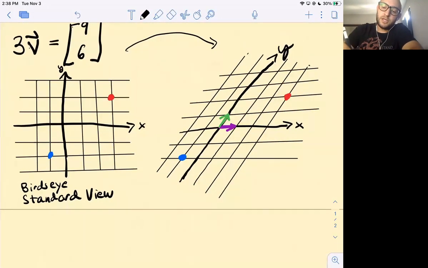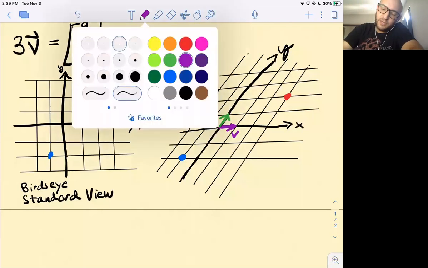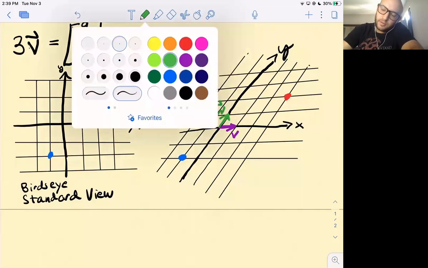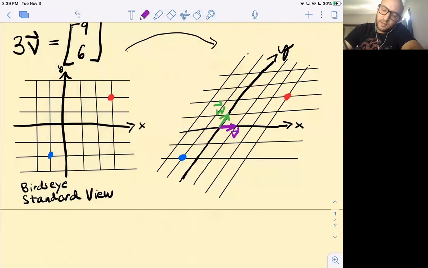But the purple one I would represent to the computer. The computer doesn't see any change of perspective. The computer just sees always left, right, up, down. The computer only sees one thing. But I can tell the computer, hey, the purple arrow, let's say the purple one is V, and the green one is W. So I can say to the computer, V equals 1, 0.